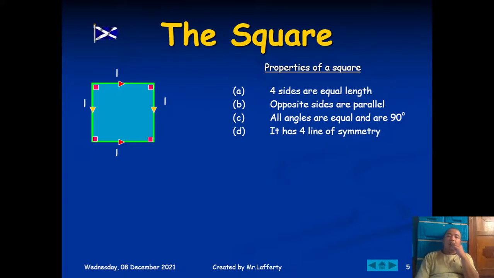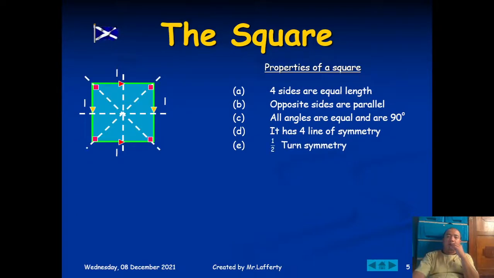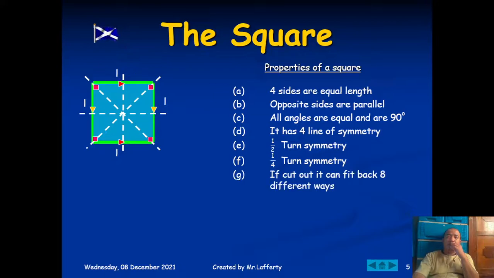It has four lines of symmetry. One half turn symmetry. One fourth turn symmetry. And if cut out, it can fit back 8 different ways.